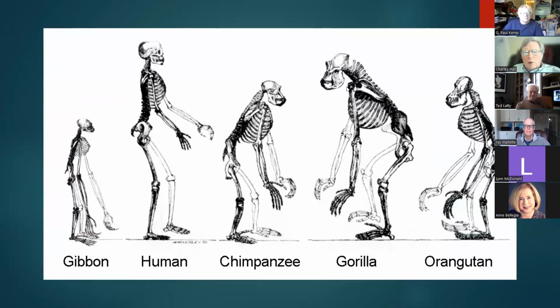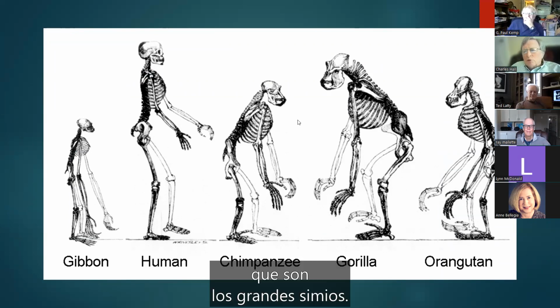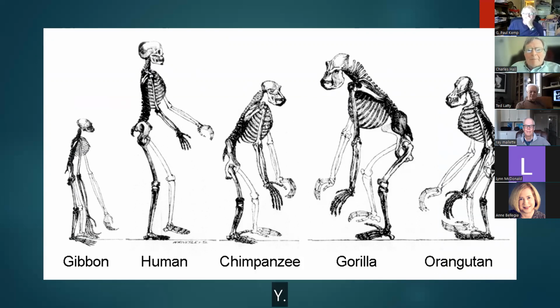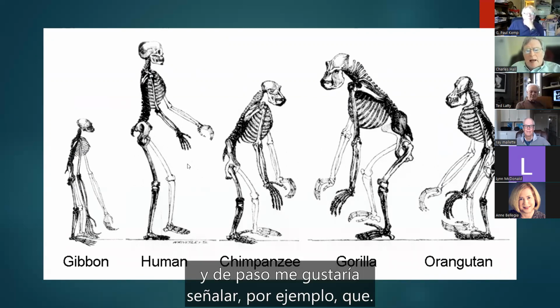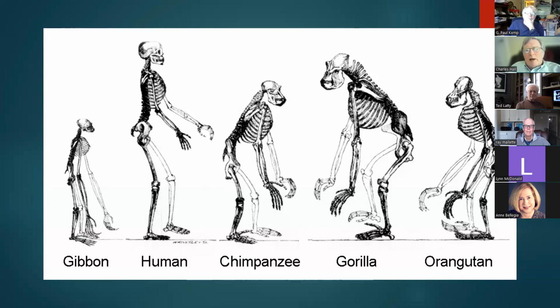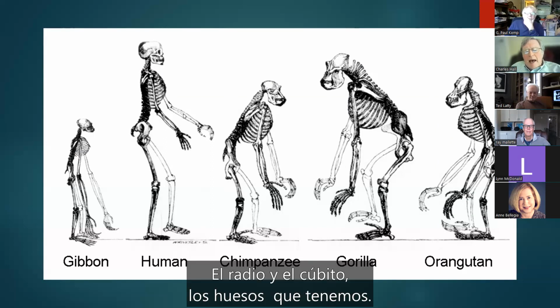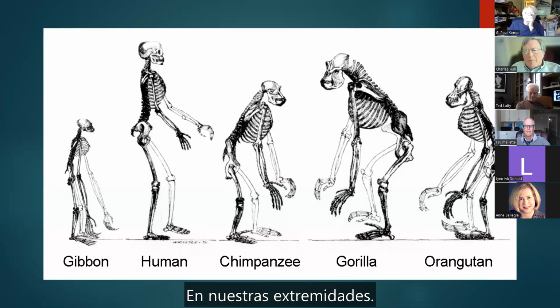Okay, so now just to look at human skeletons relative to our closest living relatives, which are the great apes, you can see that we have all pretty much the same bone structure. And incidentally, I'd like to point out, for example, that the radius and ulna, the bones that we have in our extremities, are the same. Whales have them, birds have them, certain fish have them.